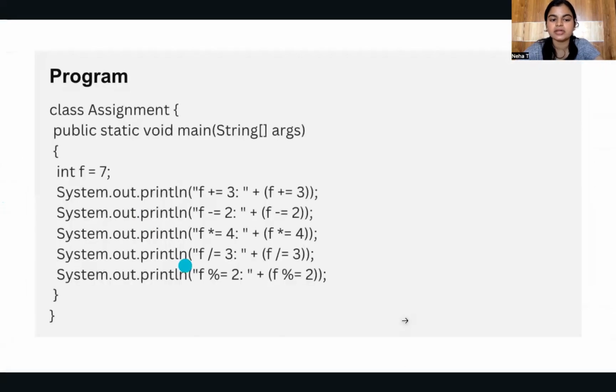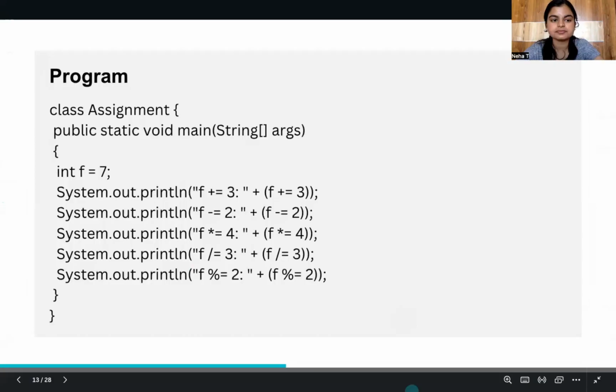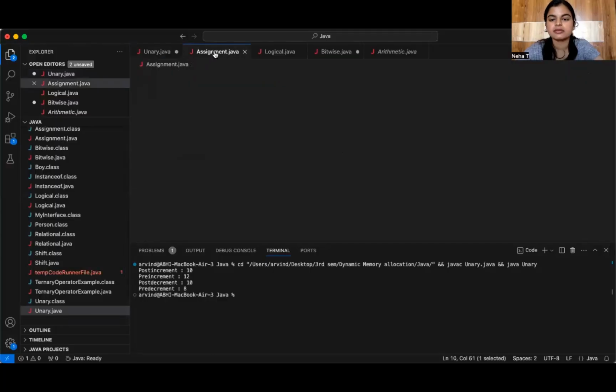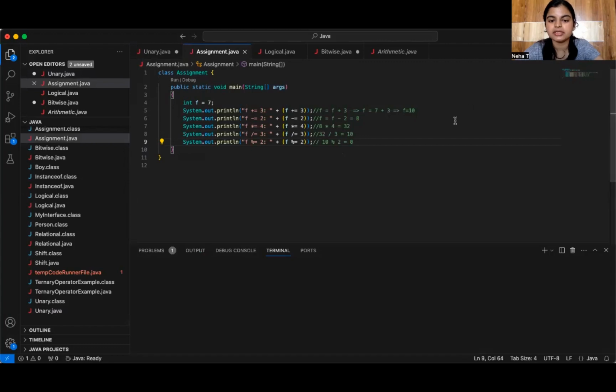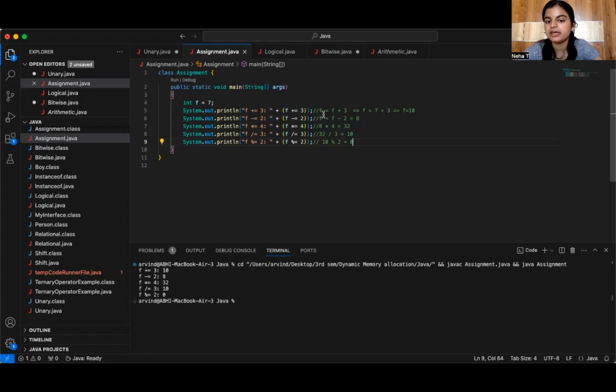So the program for assignment operator. Now here we're initializing f as 7. After that, f plus equals 3. So what happens, if we write the full thing, it will be f is equals to f plus 3. F is 7. So 7 plus 3 is 10. This 10 will be given to the f value. So f will be printed as 10.